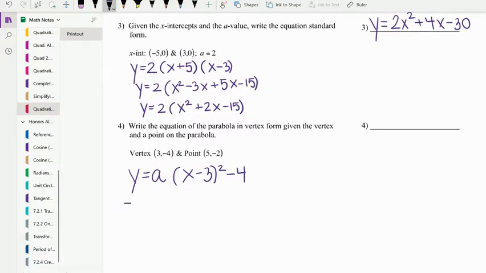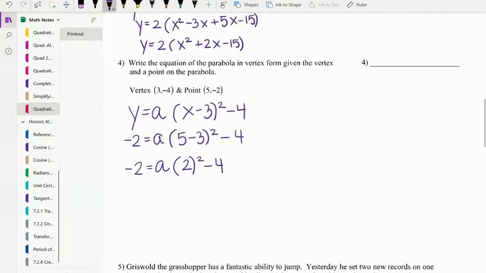So we would plug in -2 for y, and then we're going to plug in 5 for x, and then continue. So we get -2 = a(5 - 3)² - 4. 5 minus 3 is 2 squared, minus 4. Now, to not confuse us, we're going to move this to the other side right away. So -2 plus 4 is 2, and then 2 squared is 4. So we get 4a, and lastly, divide by 4.